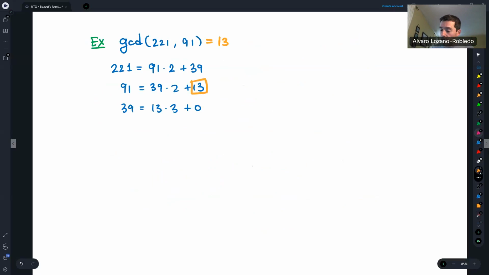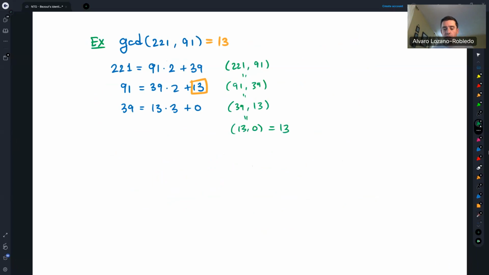And again, this works because the first equation tells me that the GCD of 221 and 91 is the same as the GCD of 91 and 39, which is the same as the GCD of 39 and 13, which is the same as 13 and 0, which is 13. Okay, so we found the GCD of those two numbers. Great. So now what we're going to do is solve what we call Bezout's equation.